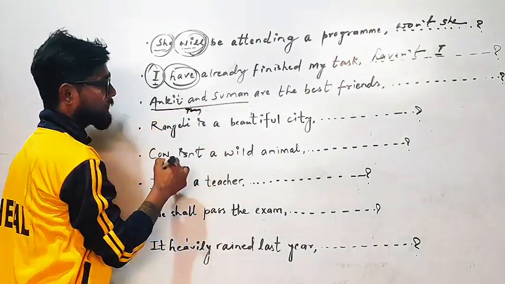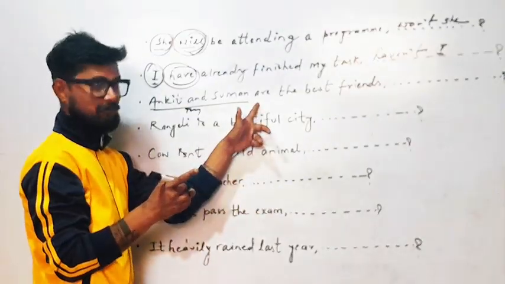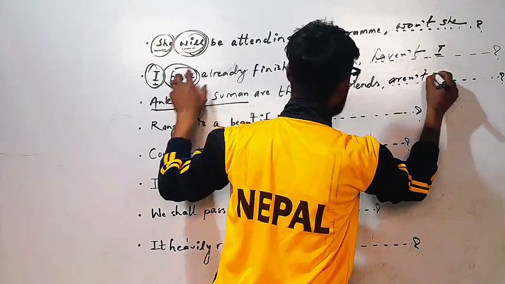Okay? And what is the helping verb? Are. So let us take are. Aren't, okay? Aren't they?